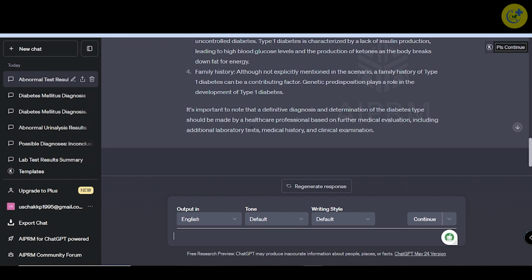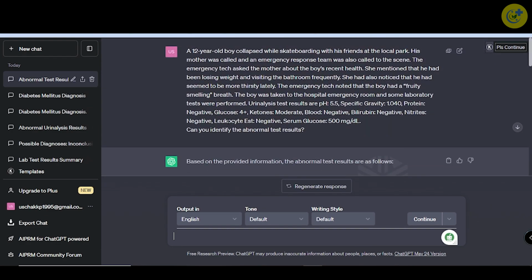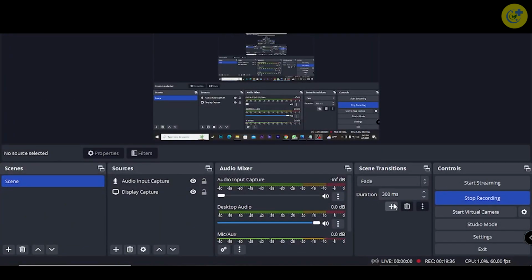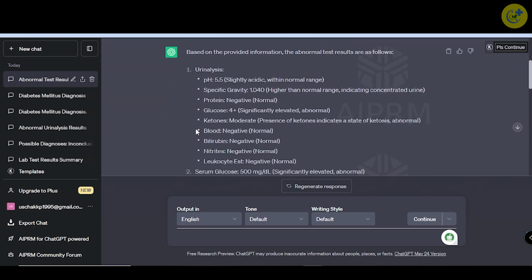So this one also, finally ChatGPT mentioned, go and meet a healthcare professional to evaluate your report. Now I think you can get a clear understanding about ChatGPT and their reply, and they save your time.